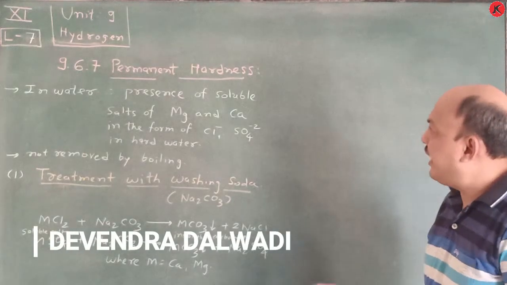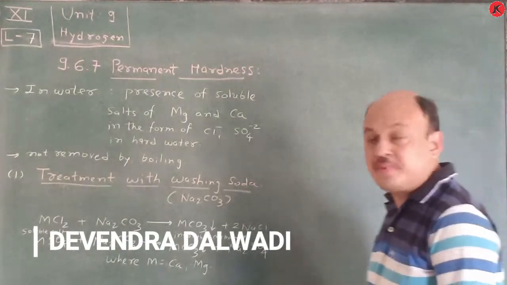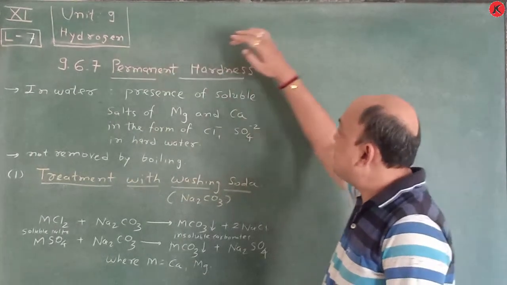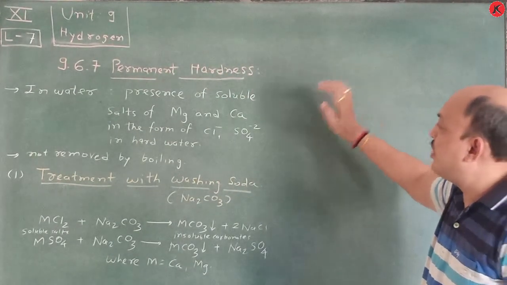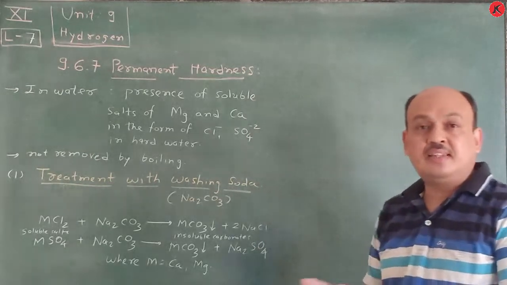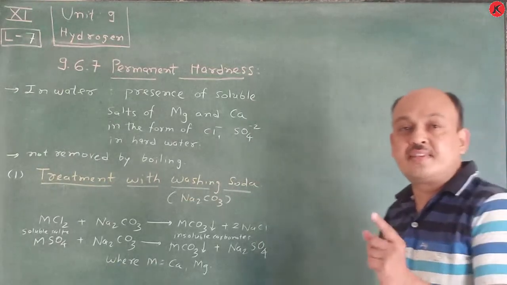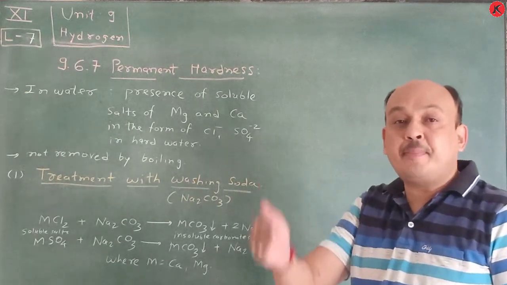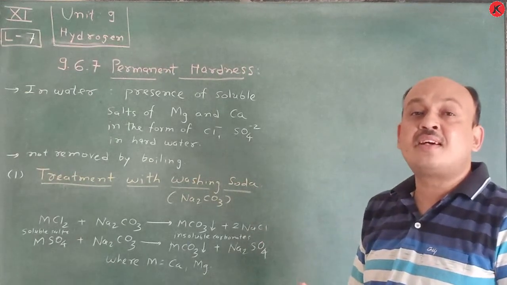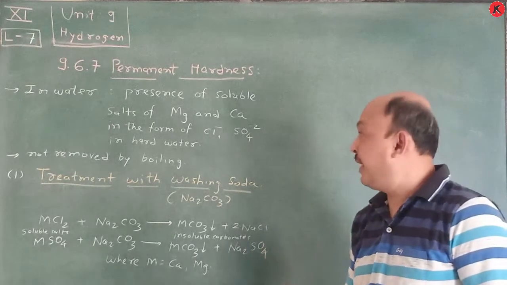Okay, now in Unit 9, Hydrogen chapter, lecture number 7, 9.6.7 permanent hardness. In the earlier lecture, we observed temporary hardness, and this temporary hardness is removed by two methods. Remember, one is the simple boiling method, and another is Clark's method.